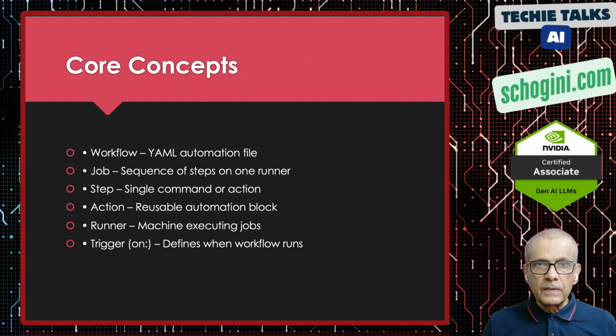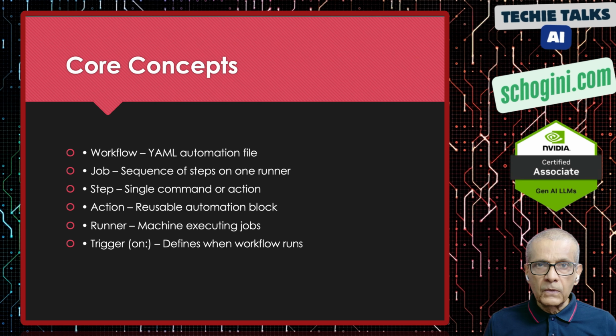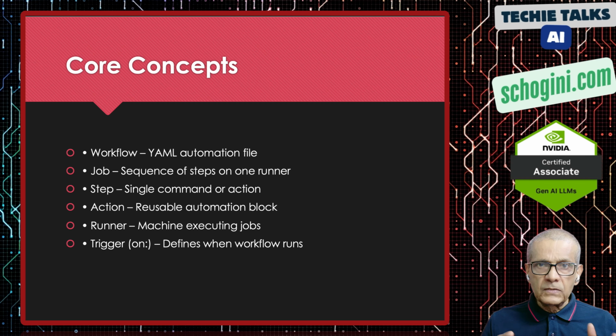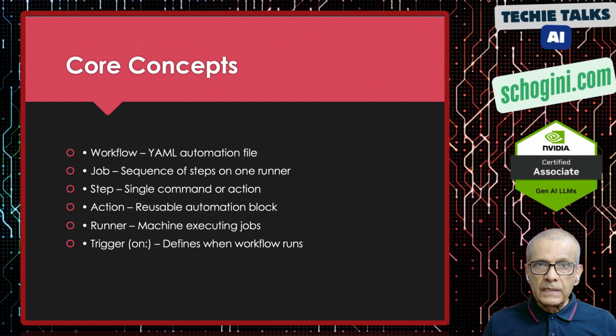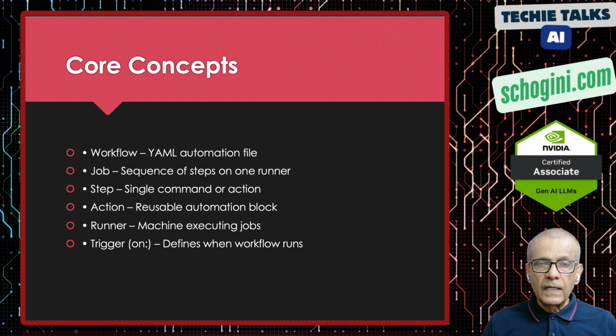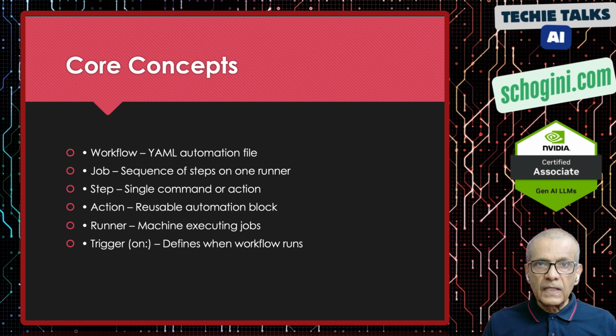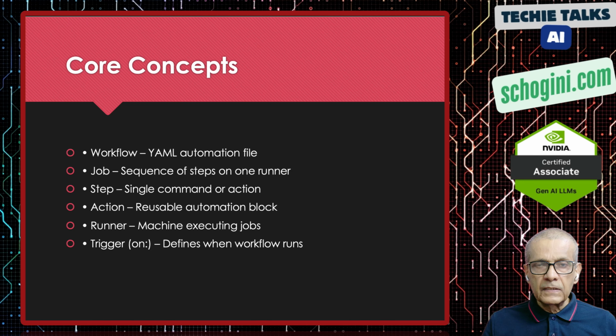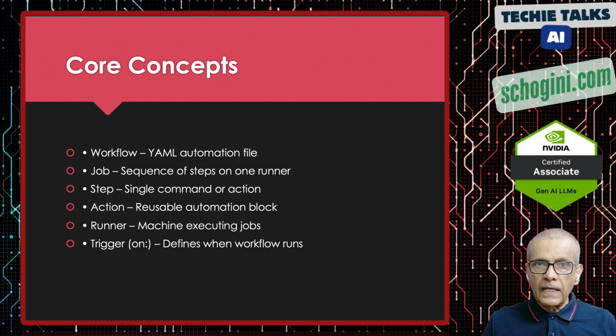Core concepts. Let's start with the foundation. A workflow is your automation file written in YAML. Very simple syntax. A job is like a department. It runs tasks on one runner machine. Each step inside a job is a command or action. We will see the syntax. We will see everything in action.